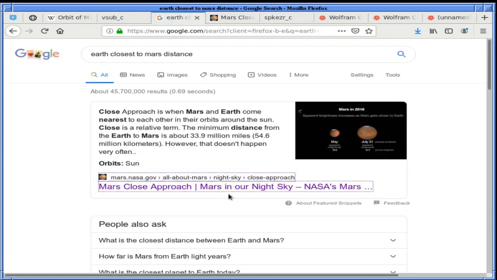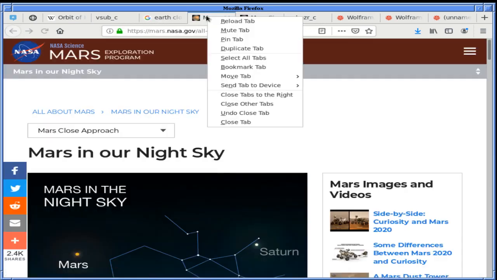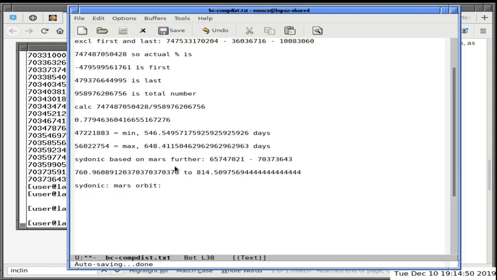And by the way, this is actually going to be something I want to use here. Mars in our night sky very rarely hits the minimum possible perigee. And what is its orbital period here? They even have the synodic period here, 779.9 days, compared to Earth, obviously. Pretty sure. Better be. And that's actually right between these two numbers, so that's good.